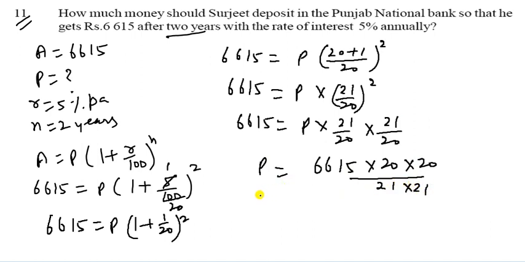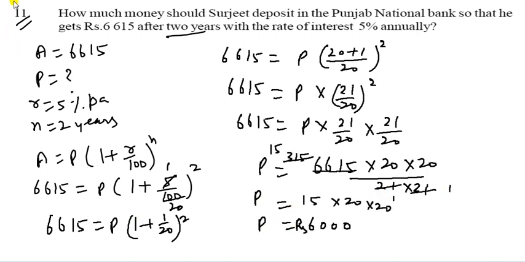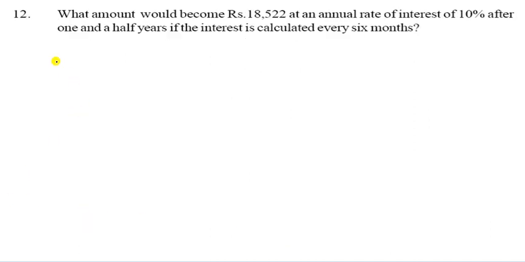Now calculate the P. P is equal to 6615 into 20 into 20 upon 21 into 21. What will happen in this? You can cut the 21, 21 ones are 21, and it is cutting by 315, and after 21 it will be 15, and 15 into 20 into 20, so we get 6000. So that one is the principal. So that one is your answer.